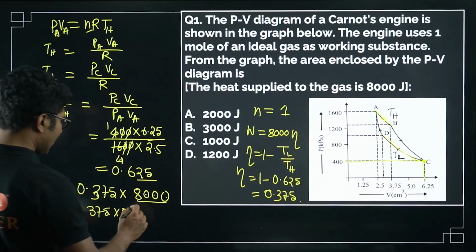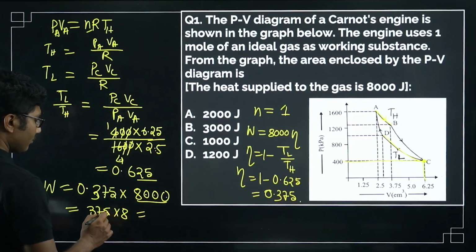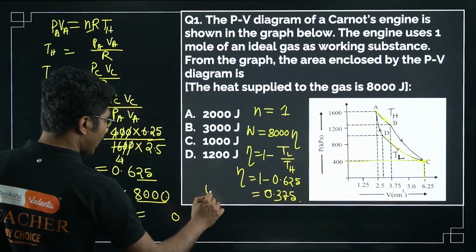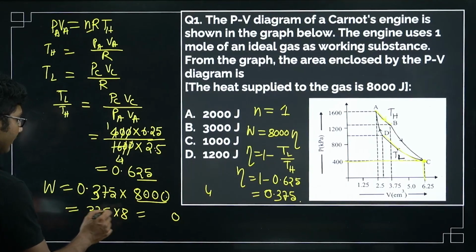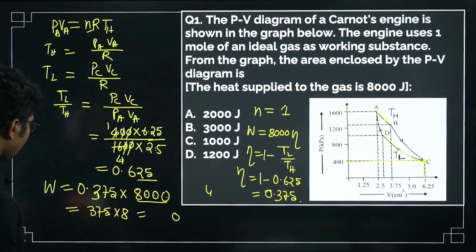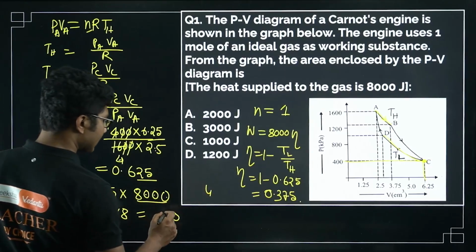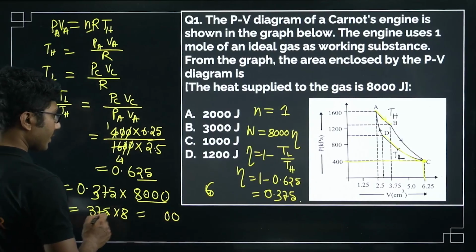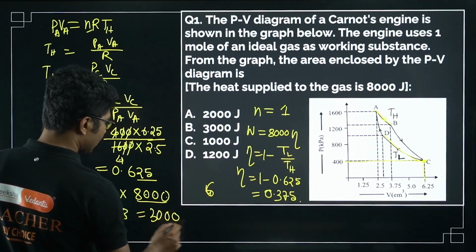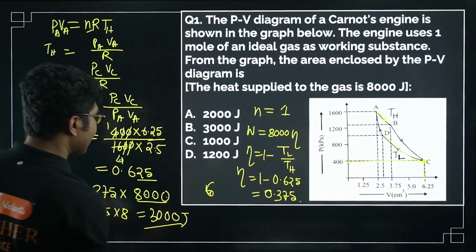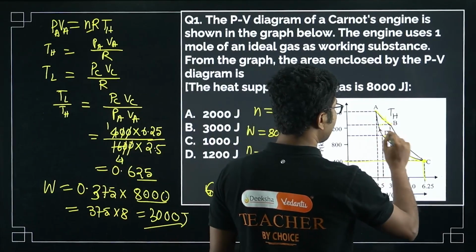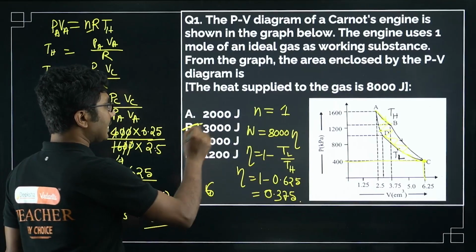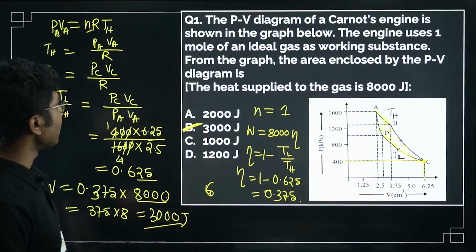Now how can we find it? Let's see. 5 8s are 40, we have 0 and 4 in hand. 7 8s are 56, 56 plus 4 is 60, we have 6 now, and 3 8s are 24, plus 6 it will be 30. So 3000 joules is the area enclosed by the graph. 3000 joules is the work done by the system. So if the work done by the system is 3000 joules, that will be the area enclosed by the system. So answer is 3000 joules.